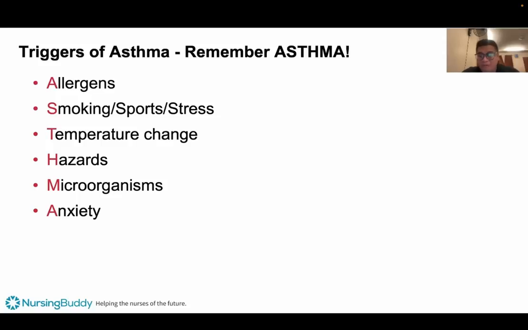Sports. Stress. Okay. Temperature change. Say for example, extremely hot temperature, or extremely cold temperature, so it can also be a trigger of your asthma. Hazards, microorganisms, anxiety. Okay, so these are triggers to your asthma.